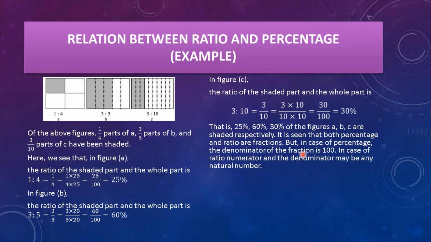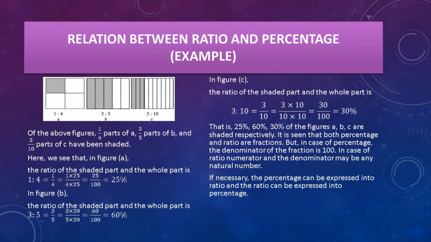But in the case of percentage, the denominator of the fraction is 100, that is the difference. In the case of percentage, we have to make the denominator 100 every time, and for this 100 we can write down the percentage sign. In the case of ratio, the numerator and denominator may be any natural numbers. That means the numerators and denominators are different and can be any kind of natural number. If necessary, the percentage can be expressed as a ratio and the ratio can be expressed as a percentage. I think you can understand better because the figure makes it clear.